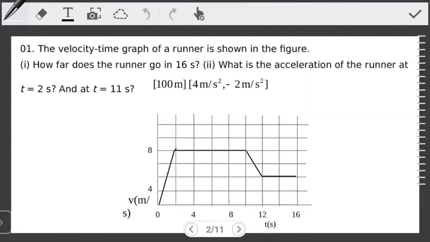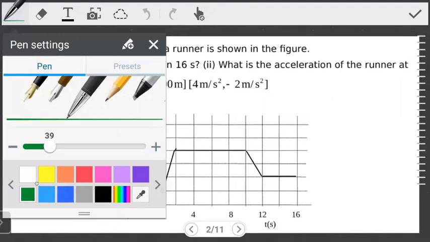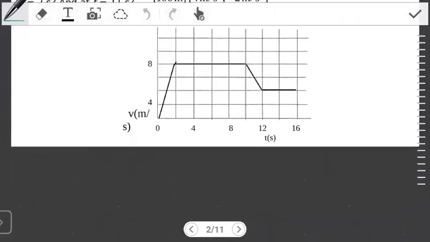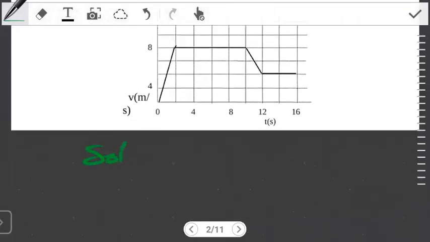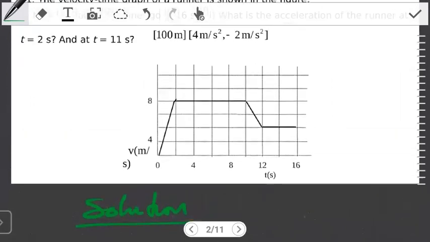So the first question, what they want us to find is how far does the runner go in the 16 seconds? 16 seconds is all the way up to that far end. So we're trying to get the distance that the runner covers in 16 seconds. Now, to calculate the distance, of course, we remember that point: the distance covered is equal to the area under the graph. But how can we get the area here?